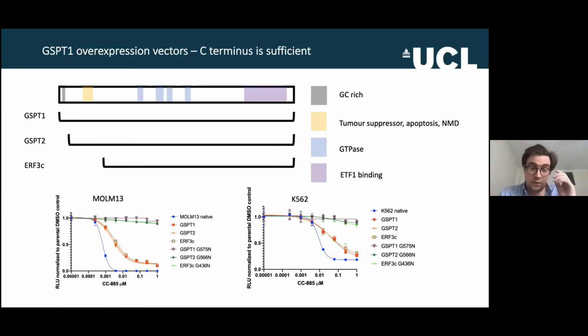We did try and generate drug resistant mutants changing G575 to an alanine. Actually, that does degrade, and I don't have the data here to show you because it's a bit of a side step, but it's quite interesting that actually CC885 appears to be able to degrade with other amino acids in that position. However, for this story, all of the different isoforms we expressed were able to fully rescue, backing up the GTPase and ETF1 binding as being critical.